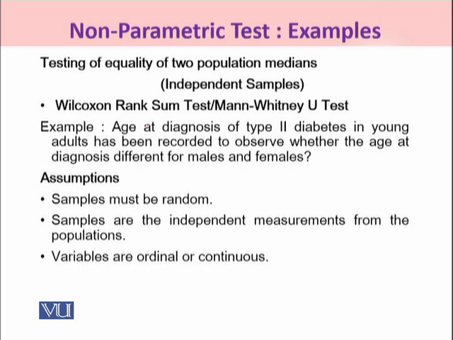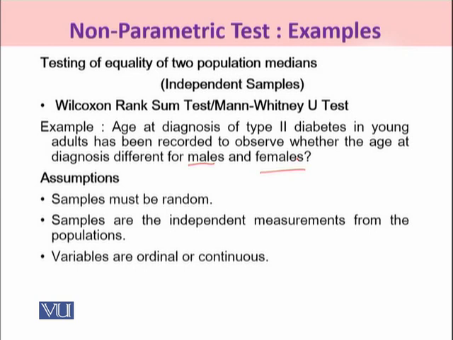Now moving on to the two population case, where we would have to test the equality of the two medians, and the samples are being taken as independent samples. So let us take its example, students. Age at diagnosis of type 2 diabetes in young adults has been recorded to observe whether the age at diagnosis differs for males and females.